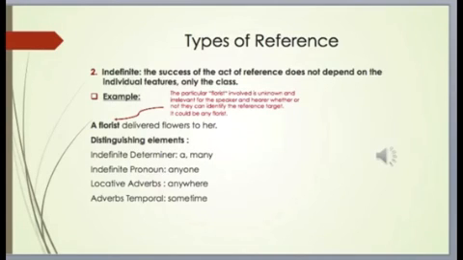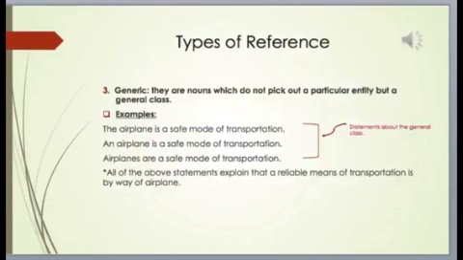The distinguishing elements of this type of reference are indefinite determiners, indefinite pronouns, locative adverbs such as anywhere, and temporal adverbs like sometime. The third type of reference would be the generic reference.